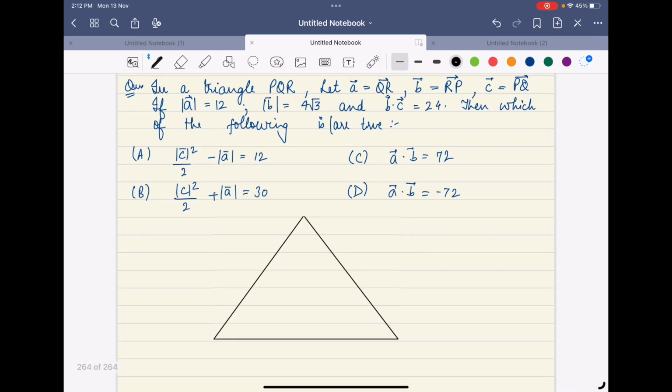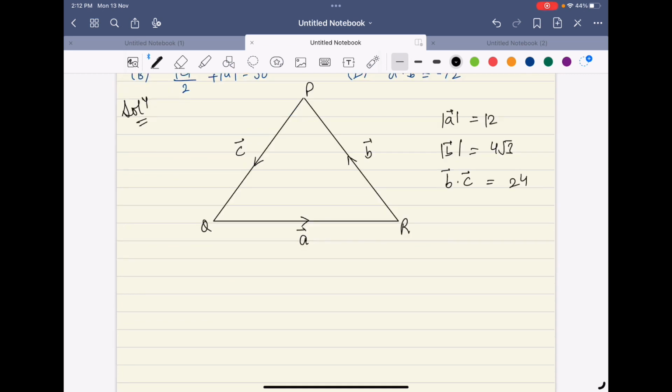First of all, what is given? We are given a triangle PQR. Now let's try to understand. A vector is Q to R vector, so this is your A vector. Then B vector is RP, so this is your B vector. Similarly, PQ vector is C vector. So this is what is given to us in the question. Along with this, modulus of A is given as 12, modulus of B is given as 4 root 3, and B dot C is equal to 24.